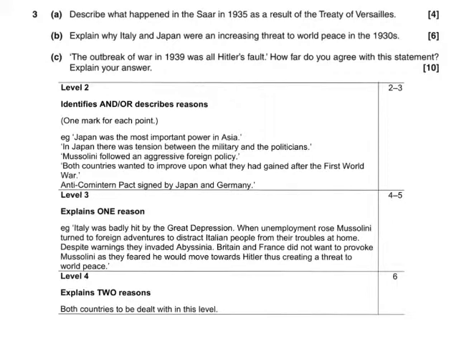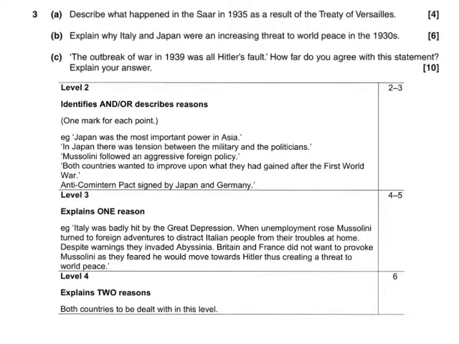Which brings us on to Level 3, which is going to get me 4 or 5 marks for explaining 1 reason. Usually you're going to get the 5 marks if it's developed, meaning that you explain it very well and there is precise evidence to back up your point. So here we've got an example. Italy was hit badly by the Great Depression. This would come into my bracket of just identifying or describing the reason, but the difference here is, firstly, we've got some precise evidence.